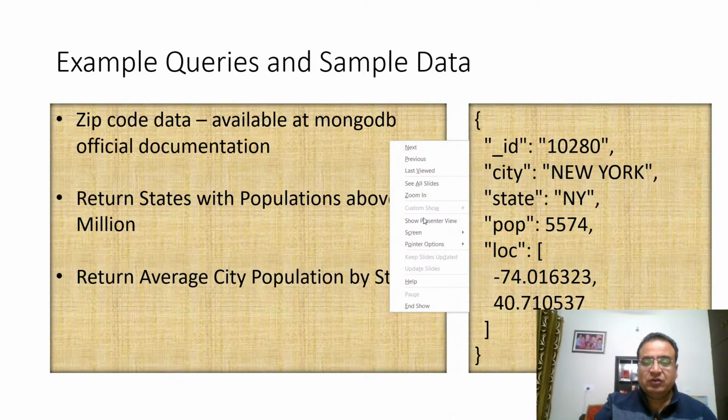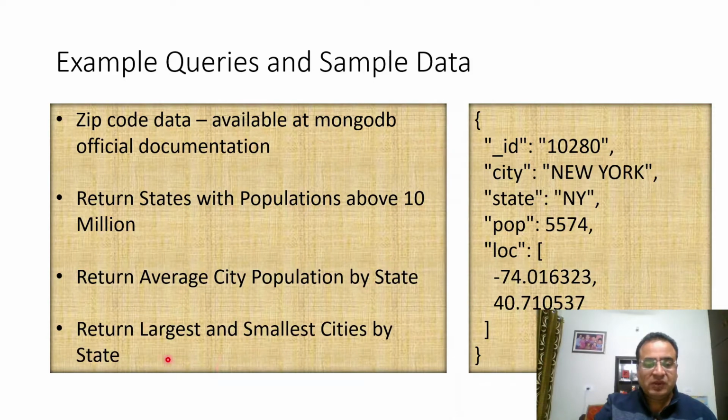Then moving on, return largest and smallest cities by state. Inside a state we want to see which city has the largest population and which city has the smallest or lowest population. So we want to group the states, and again by cities also we will have to apply that.